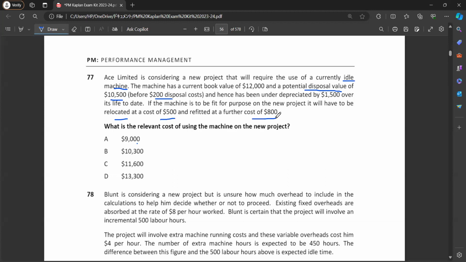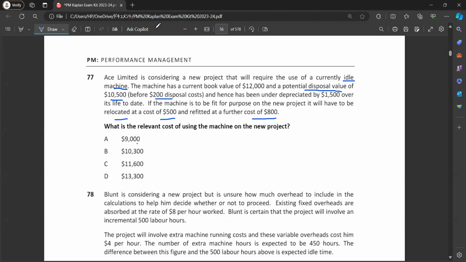So relevant cost is future incremental cash flow. Future incremental cash flow is 500 plus 800. Done. That is 1,300. Apart from that, we see that there's an opportunity cost to dispose this at a value of 10,500 after 200 disposal cost. So these things have to be taken into account.